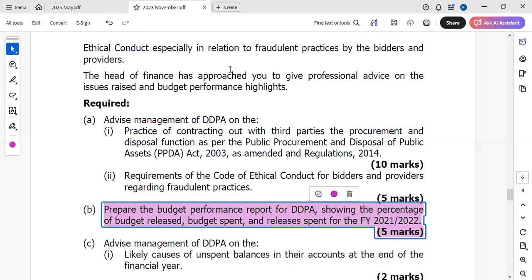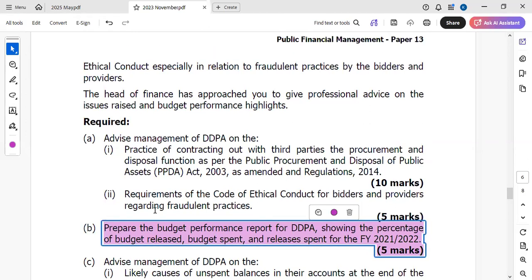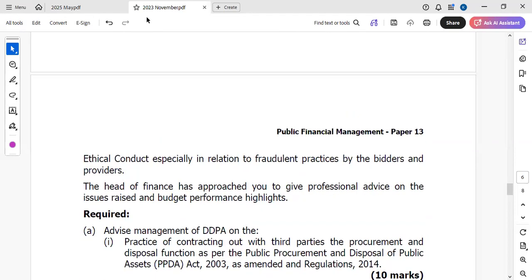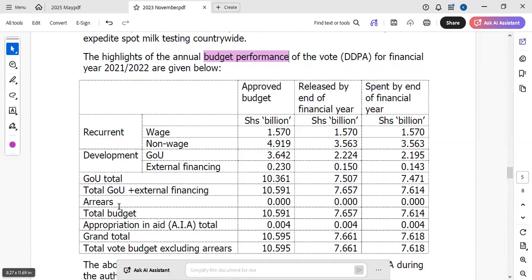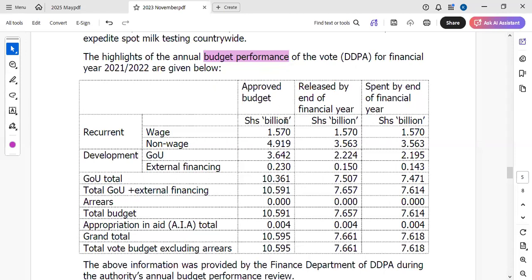Just have columns for those categories. Have the column for details, then have the column for the budget released, budget spent, and releases spent. And how are you going to get those things? It is from here. So you have the details for this source, for these budget items. Then you have the column for the question.